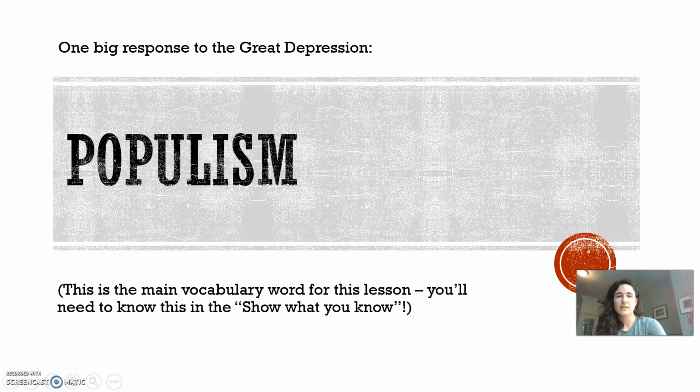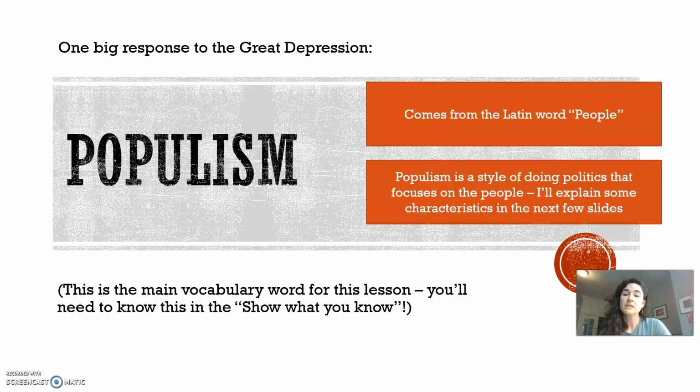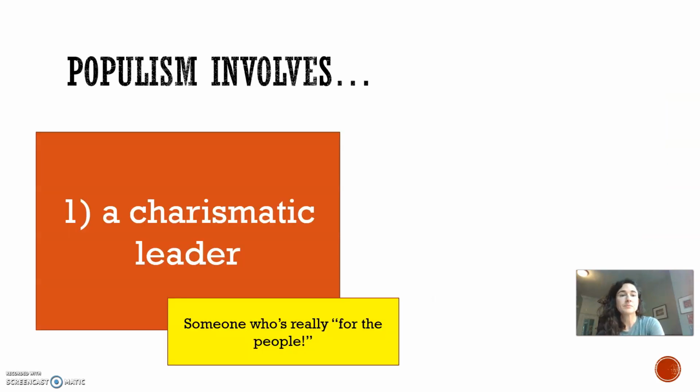The big response that we're going to look at today is called populism. This is the main vocabulary word for the lesson. You'll need to know it in the Show What You Know, and it's what the Try It is going to be all about. Populism comes from the Latin word for people, and populism is a style of doing politics that focuses on the people and has the support of the people. I'll explain some characteristics in the next few slides.